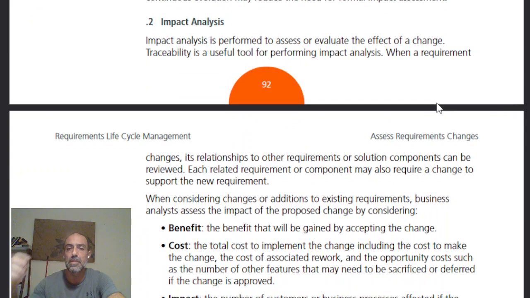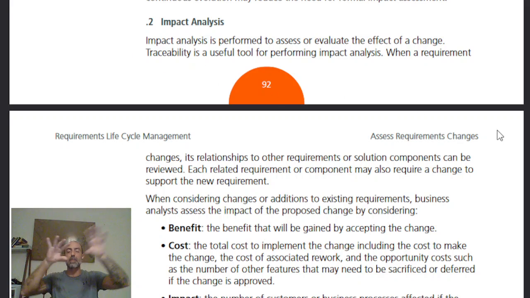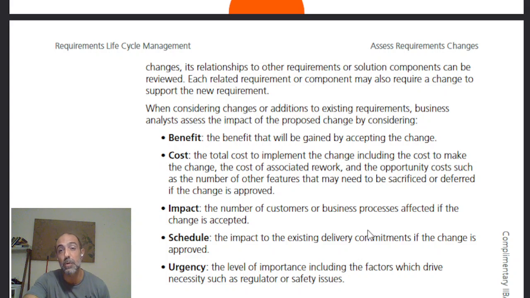Impact analysis. Impact analysis is performed to assess and evaluate the effect of a change. Traceability is a useful tool for performing impact analysis. See traceability, because everything's connected through the tracing we went through, which means that when something changes, you get to see what it connects to. When a requirement changes, its relationship to other requirements or solution components can be reviewed. Each related requirement or component may also require a change to support the new requirement. Get it? We're looking at how everything is connected through the trace map that we did. So if one thing changes and affects the others, then we have to go to the others and see how they're affected, and what they're connected to.